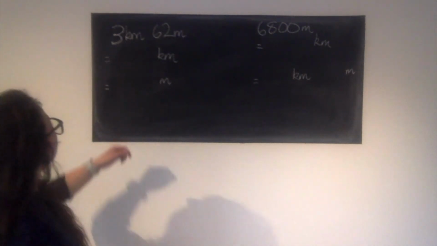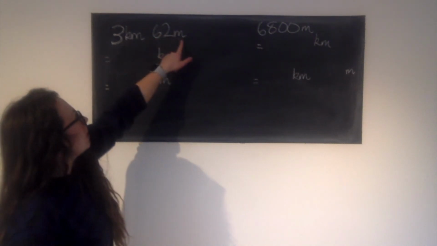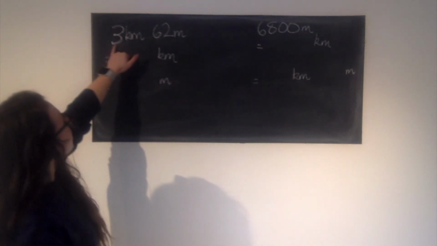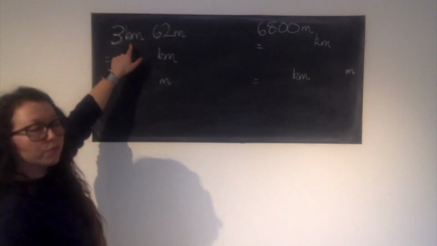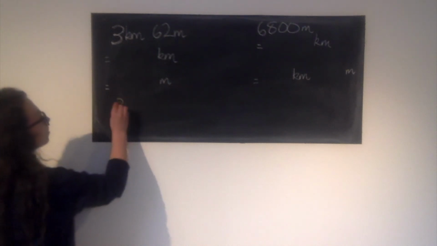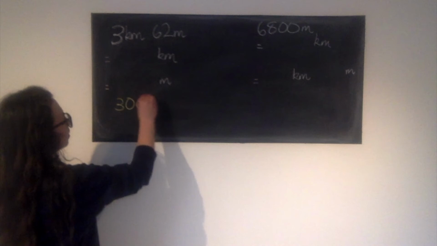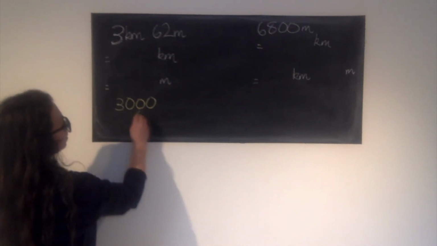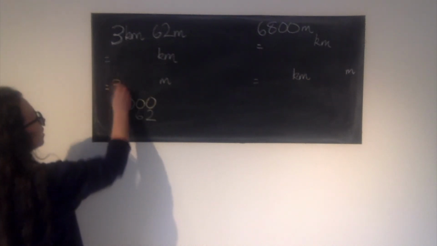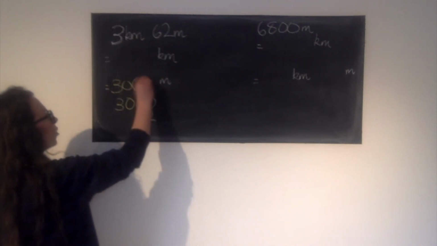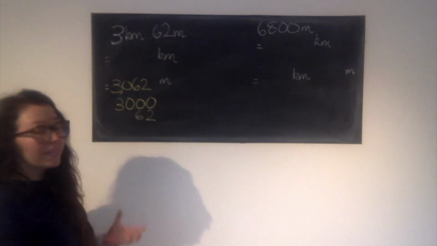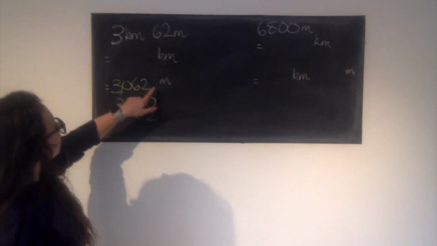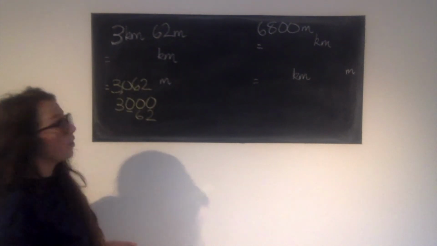So for the first one, 3 kilometres and 62 metres. First, I'm going to do it in metres. I find this easiest because we can partition these. So 3 kilometres, first of all, we know is 3,000 metres. And then all we need to add on is the 62 metres. So we know that goes here, 62 metres. So in total, it's 3,062 metres. Now you just need to be really careful with your place value, so it's looking out for that 0 there. Now, to turn it from metres to kilometres, I just need to divide it by 1,000.